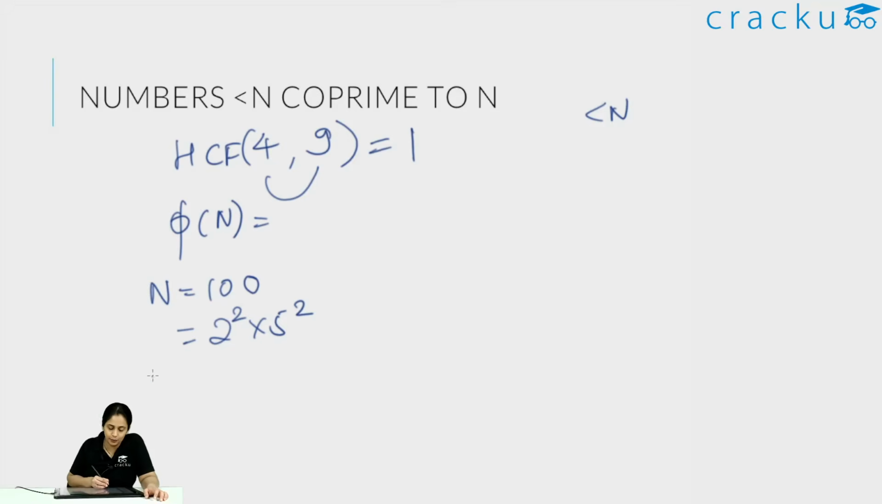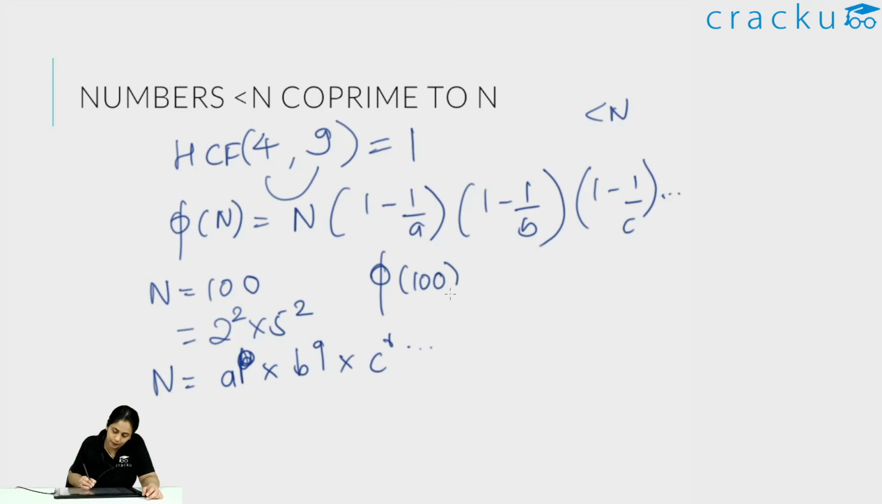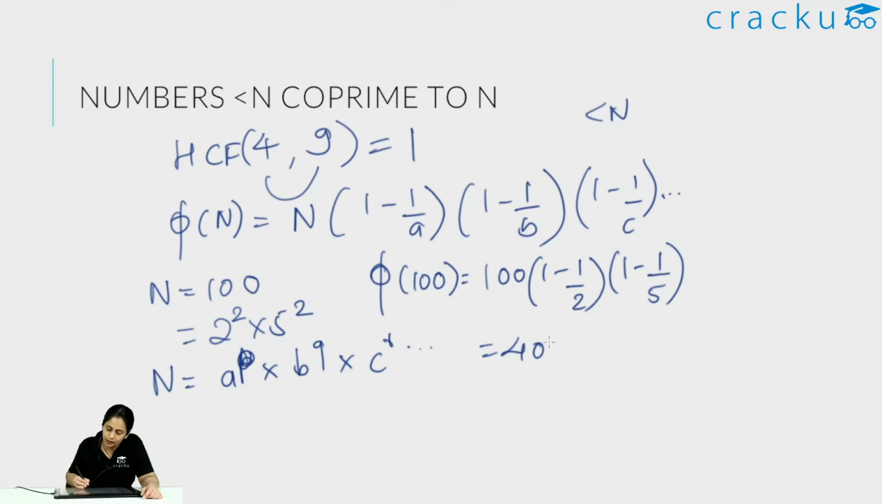Once you have the prime factors, suppose n is of the form a raised to p into b raised to q into c raised to r and so on. The way you find out the Euler's Totient function of n is: phi of n is equal to n times (1 minus 1 upon a) into (1 minus 1 upon b) into (1 minus 1 upon c) and so on. This is the Euler's Totient function of n. So what is Euler's Totient function of 100? That would be basically 100 times (1 minus half) into (1 minus 1 by 5). So this is equal to how much? This is half into 4 by 5, that is 2 by 5. So this is equal to 40. So phi of 100 is equal to 40. So what does this mean?